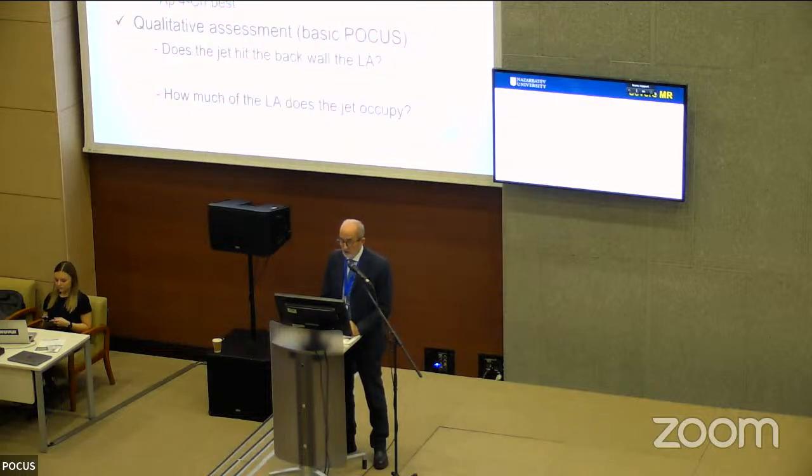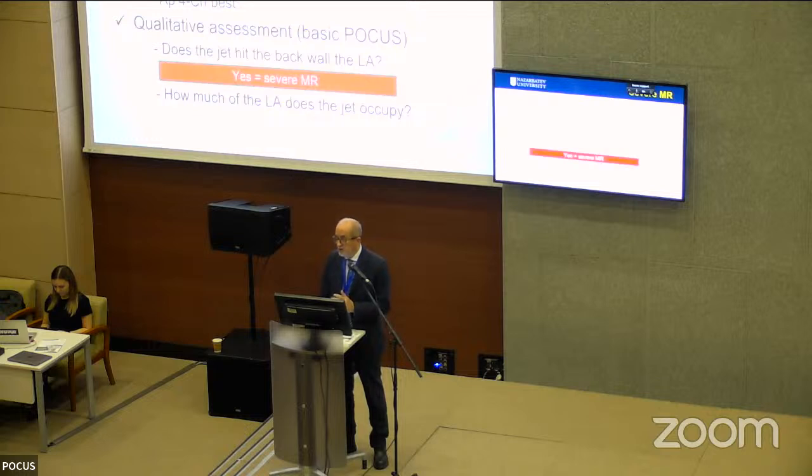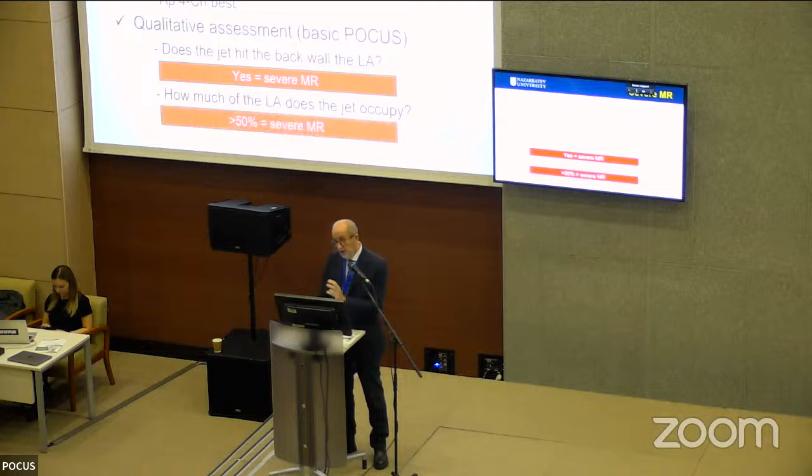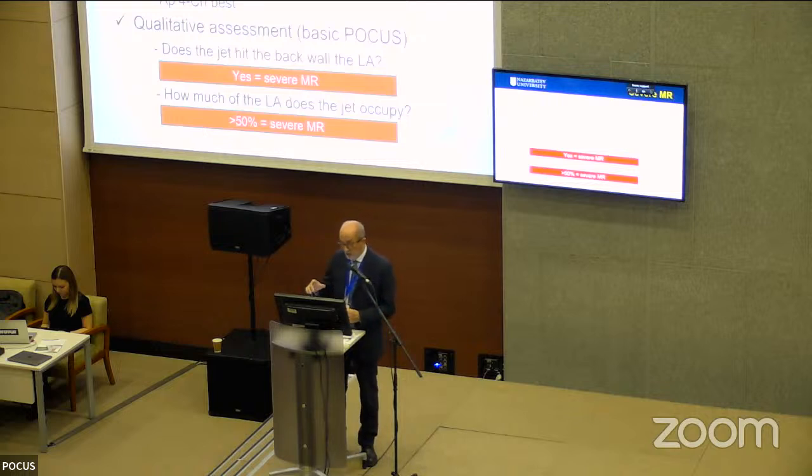So for severe mitral regurgitation, we can use parasternal long axis, but this can be an underestimation of the lesion. We can use the apical four-chamber, that is the best. And there are two main qualitative findings that we should look at. First of all, if the jet hits the back wall of the left atrium, then this is most likely a severe mitral regurgitation. And if the color flow is more than 50% of the left atrium, this is also an index of severe mitral regurgitation.